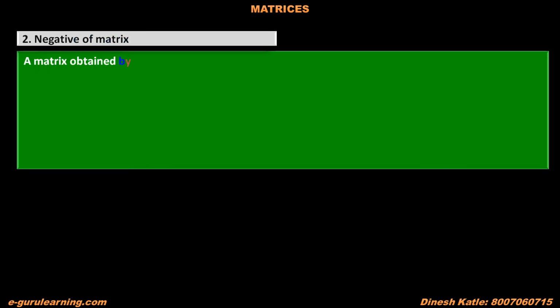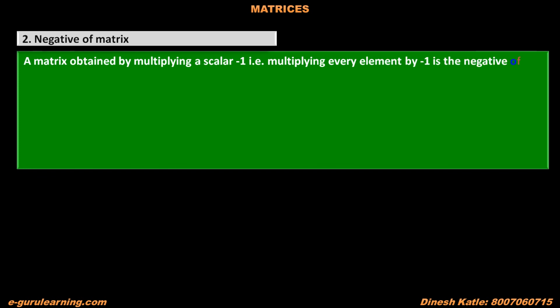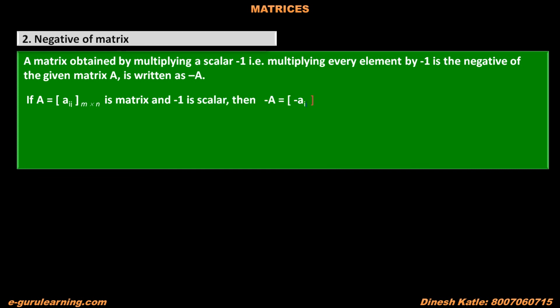Negative of matrix. A matrix obtained by multiplying a scalar minus 1, that is multiplying every element by minus 1, is the negative of the given matrix A and is written as minus A. If A is equal to [a_ij] of order m into n is a matrix and minus 1 is a scalar, then minus A is equal to [minus a_ij] of order m into n for all i and j is the negative of matrix A.